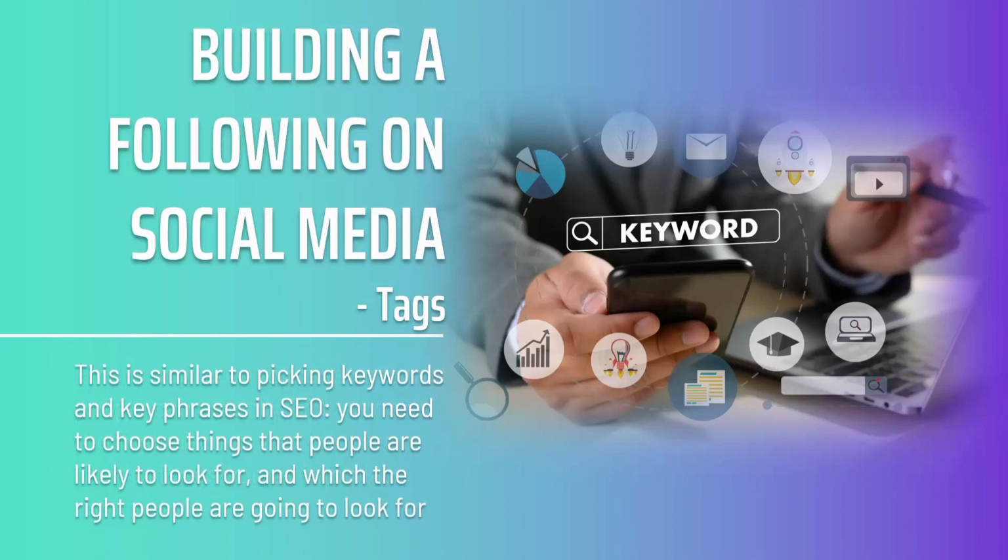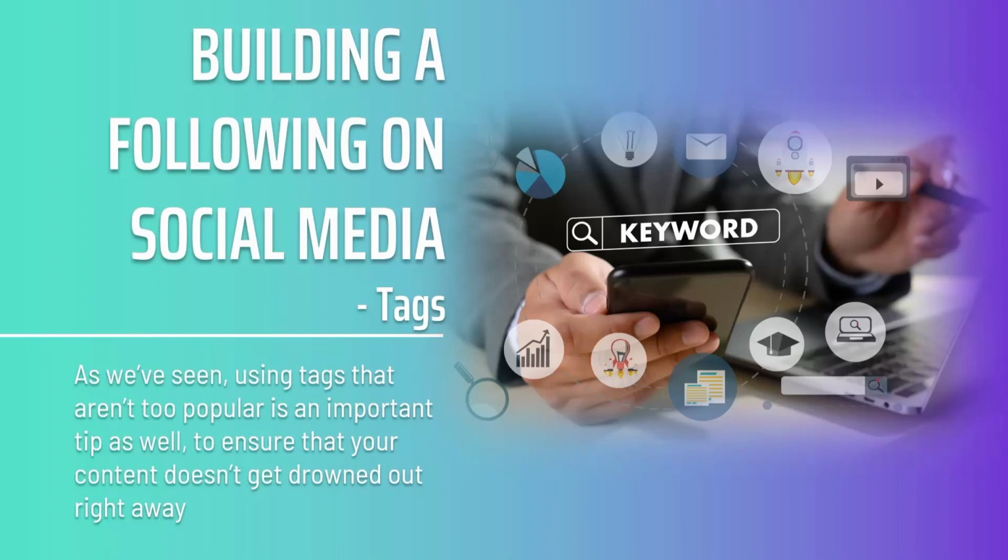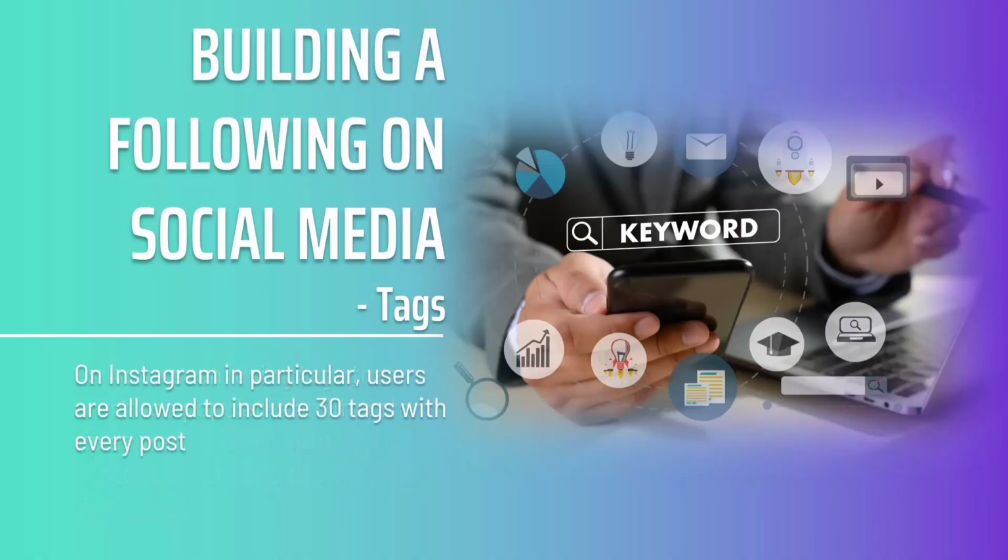You need to choose things that people are likely to look for, and which the right people are going to look for. This requires you to think about what's always popular, what's currently in vogue, and also what people are likely to search for within your niche. As we've seen, using tags that aren't too popular is an important tip as well, to ensure that your content doesn't get drowned out right away. On Instagram in particular, users are allowed to include 30 tags with every post. Our advice: include all 30. Think of it as 30 free chances to play the lottery. There really is no reason not to take every opportunity.